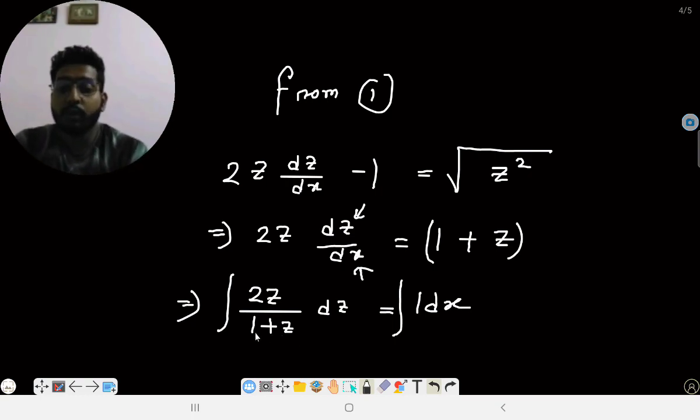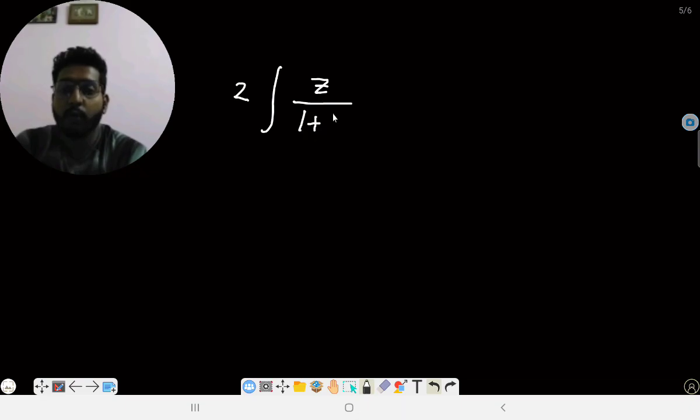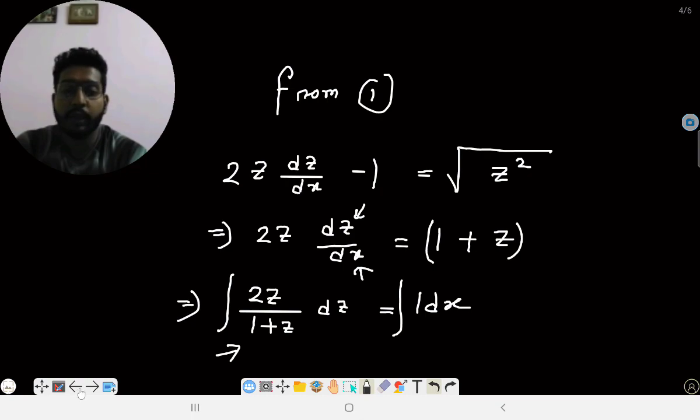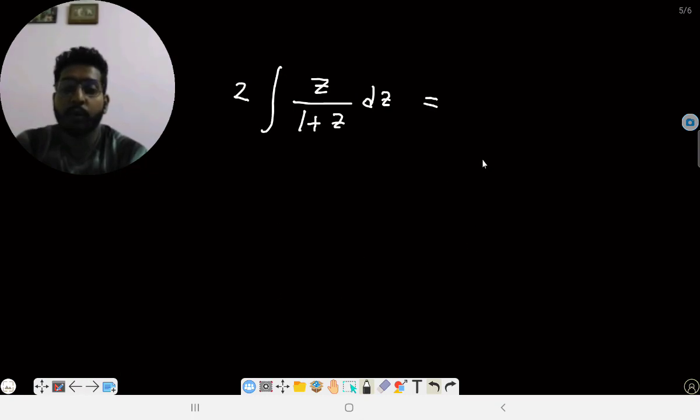Okay, so now the next one. How to solve this one, 2z by 1 plus z? Now, 2 is a constant here, so 2 will get out of the integration, and that will become z by 1 plus z dz equals, now here you can see 1 dx. So integration of 1 dx, I'm just writing like this.